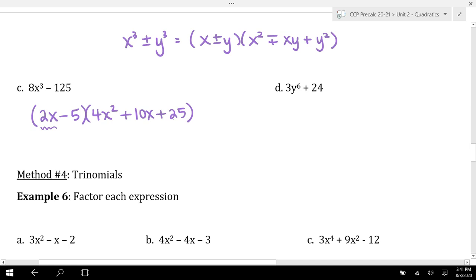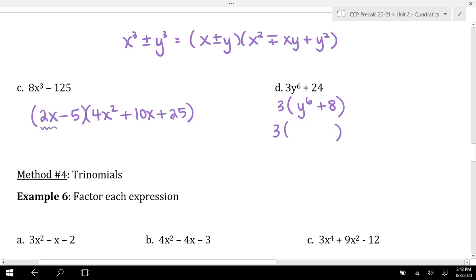I've got 3y to the 6th plus 24. Now, first off, I'm thinking GCF. I see a 3 that will divide into both of those terms. So let's go ahead and factor out that 3 as our GCF. So that now leaves me y to the 6th plus 8. Okay, because if we had left the 3 there, we don't have cubes. 3 isn't a cube. 24 isn't a cube. But by factoring out that 3, I think we've now created something that does have cubes. So I'm going to go ahead and set up my 3.